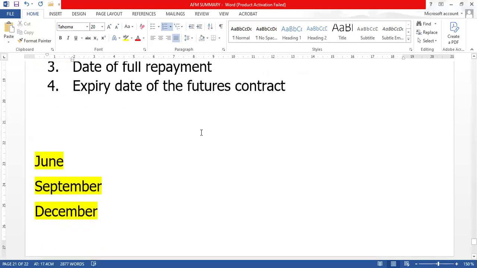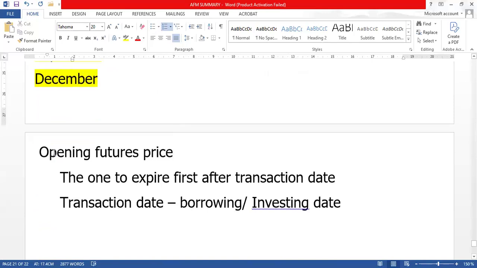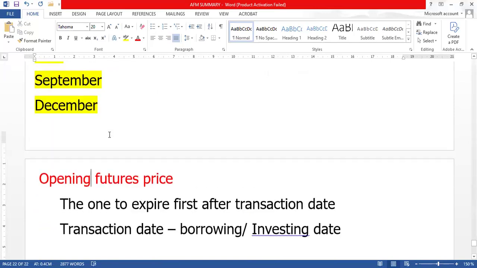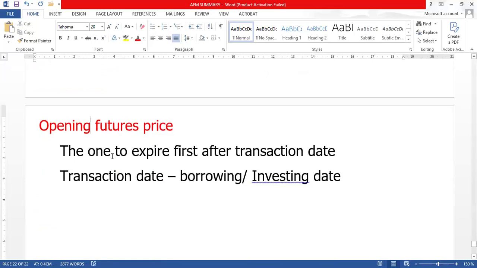Which one is applicable? If you are looking for the opening futures price, the opening futures price will always be that price quoted on the futures contract. And what will be the futures contract? The contract to expire fast. The one to expire fast after the transaction date. And what is the transaction date? When are you actually borrowing?